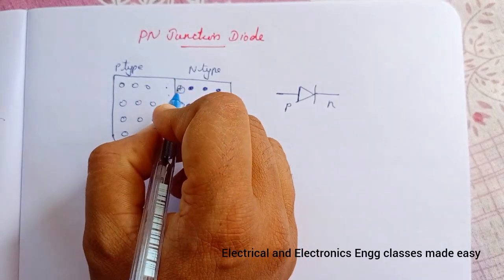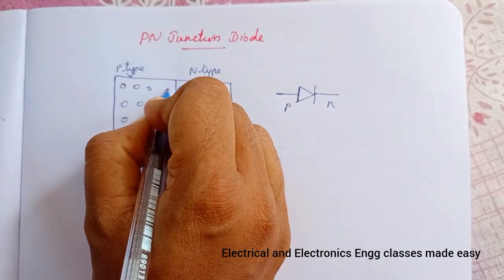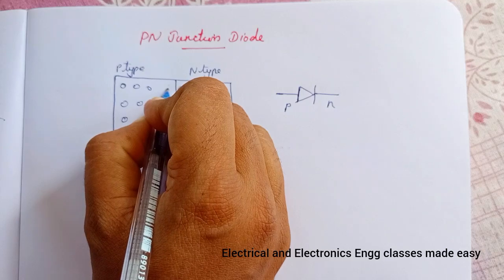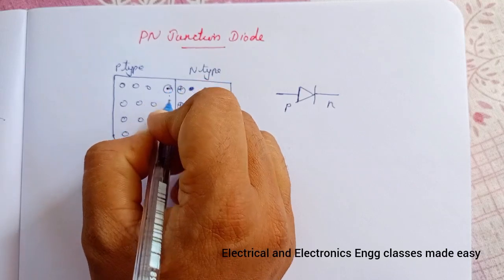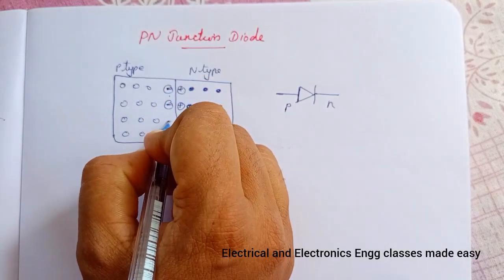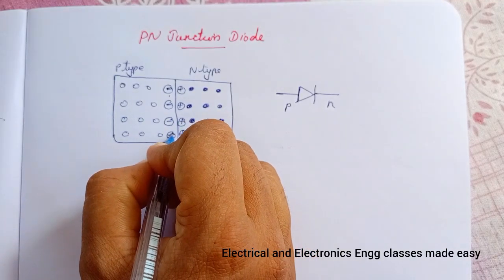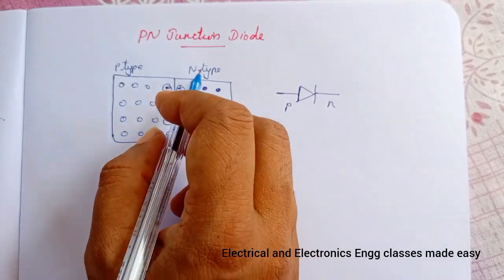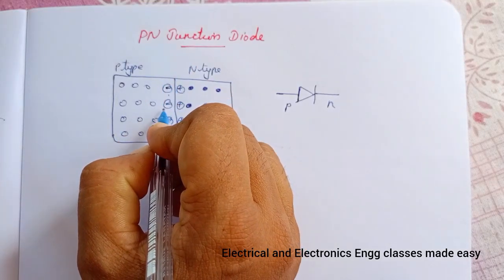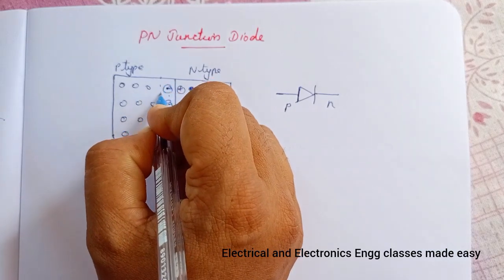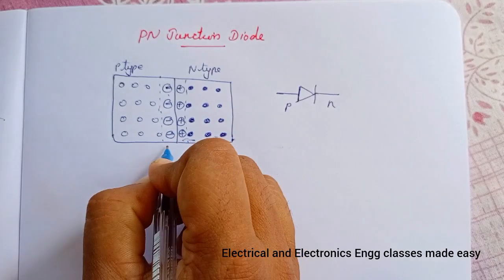And as the electrons move across the junction, the P region loses holes as the electrons and holes combine here. So here the electrons and holes combine, and this creates a layer of negative charges near the junction. And these two layers of positive and negative charges form the depletion region. So this is called the depletion region.